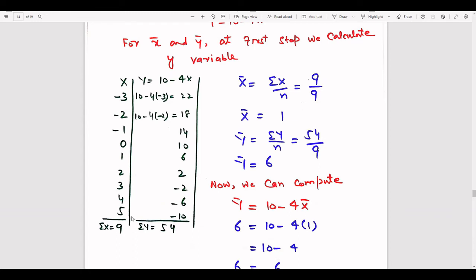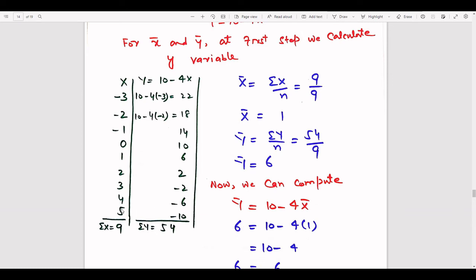Now we calculate the arithmetic mean for the x data set, and similarly for the y observations, by the direct method. So x bar is equal to sum of x over n. Sum of x is 9, divided by the total number of observations, which are 1, 2, 3, 4, 5, 6, 7, 8, 9. Small n is 9. 9 by 9 is 1. X bar is equal to 1.